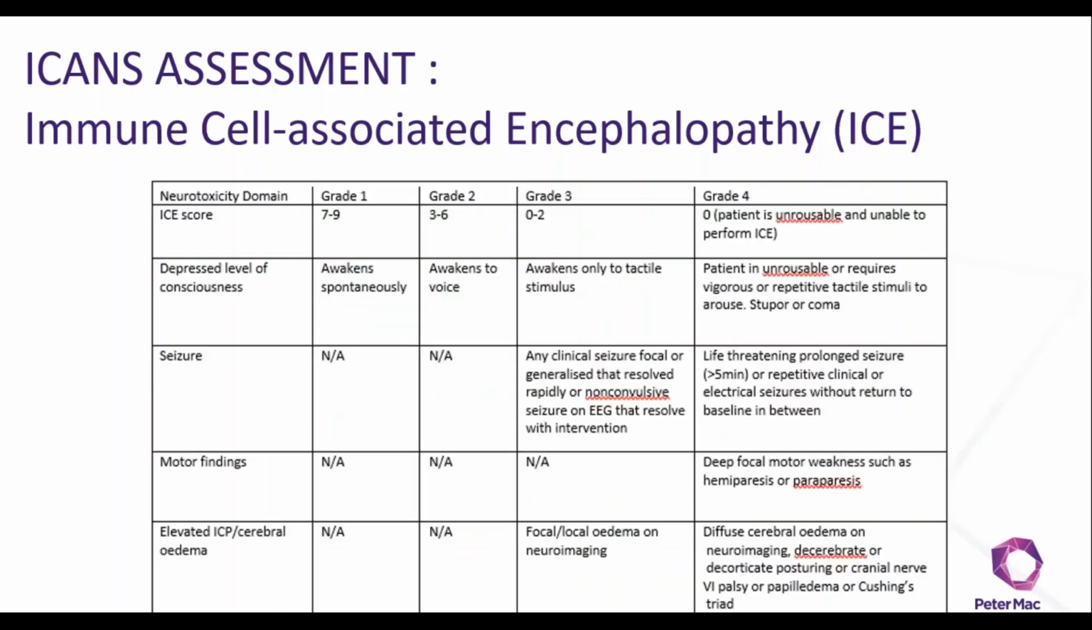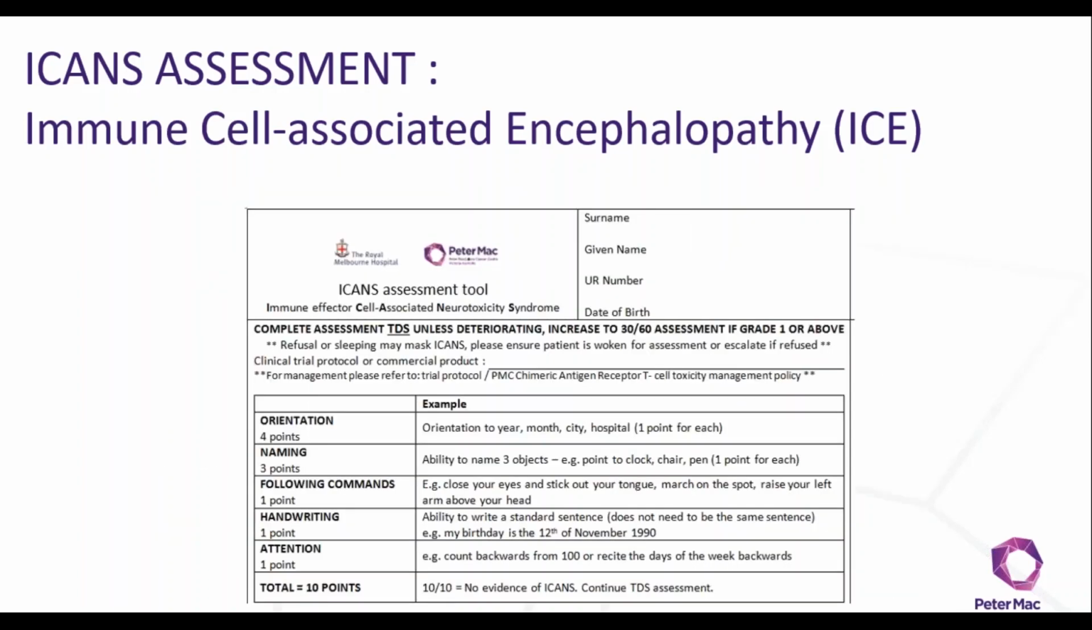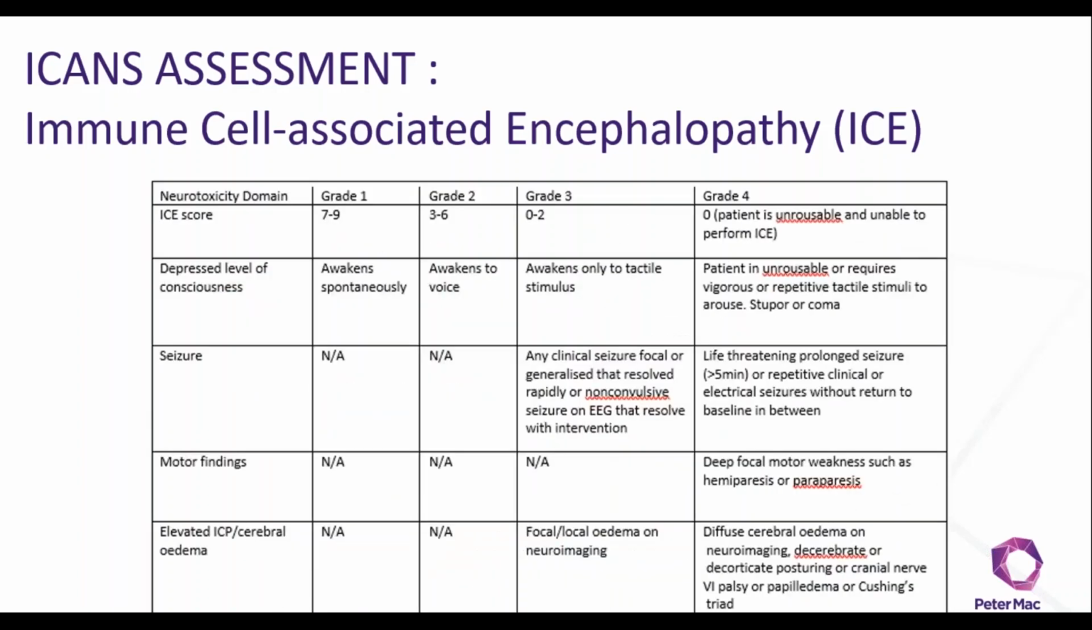So the ICE score, or that 10-point score, is just one element that we think about when we're assessing for ICANS. You're also looking at the level of consciousness, if there's any seizure activity, if there's any changes in their motor findings, and then looking for cerebral edema, okay? So we're using that ICE score predominantly on the ward to identify ICANS, but in the total tool there are other elements that we're also assessing for.